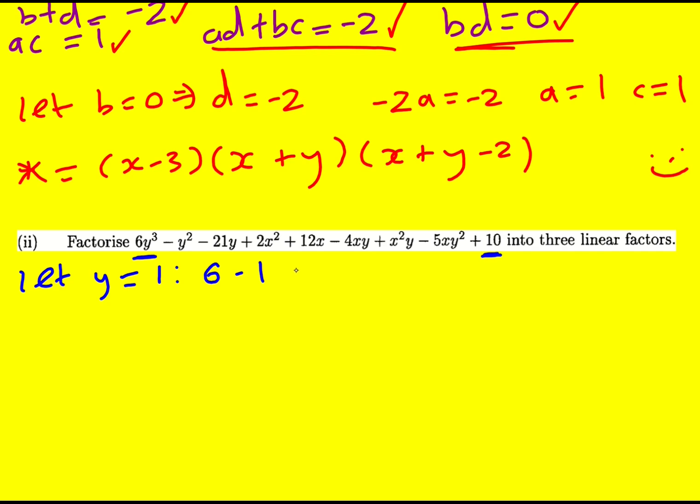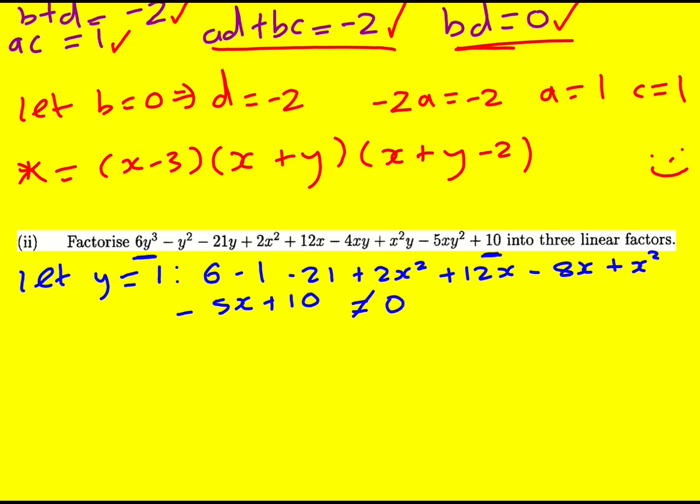So 6 minus 1 minus 21 plus 2x squared plus 12x minus 8x plus x squared minus 5x plus 10. And there's no way the x squared terms are going to cancel. This is not going to equal 0. This actually gives a little bit of a clue for what we're looking for. We want to somehow cancel out the x squared terms.